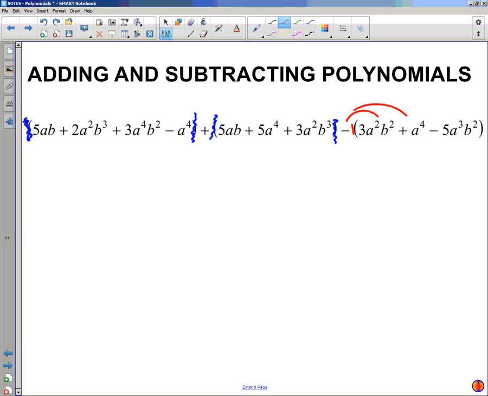So we need to multiply that into each of the three terms on the inside, which is going to end up giving us a negative 3a squared b squared. We're going to have a negative a to the fourth, and a negative times a negative is going to turn that into a positive 5a cubed b squared. And everything else stays as it is. So what we need to do now is go through and combine like terms.